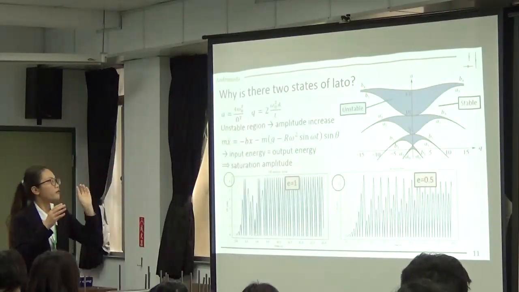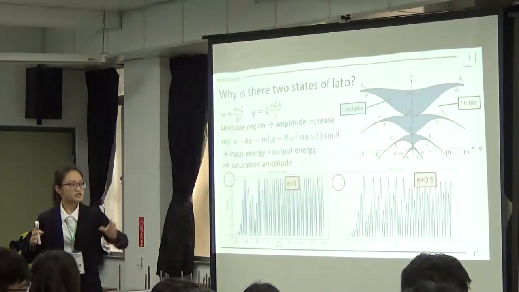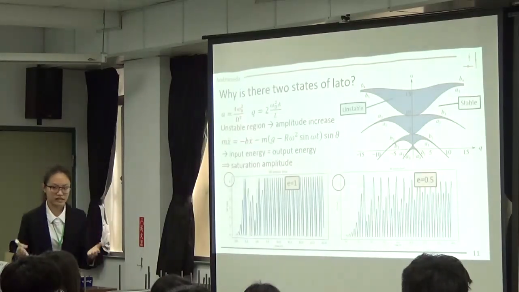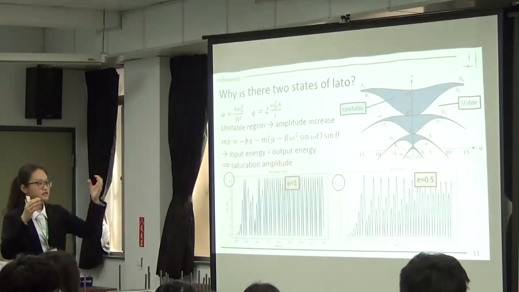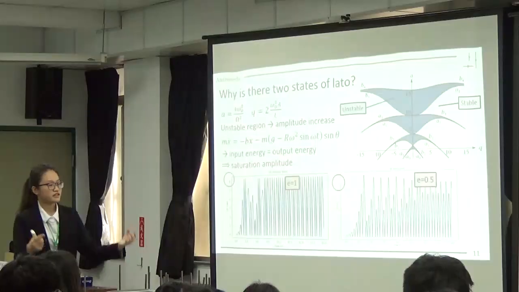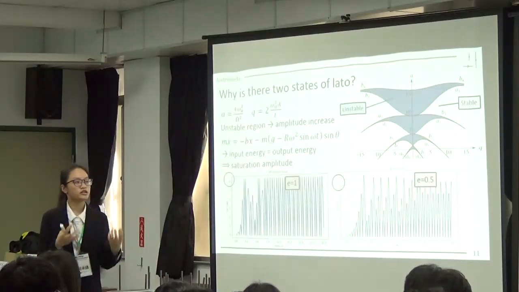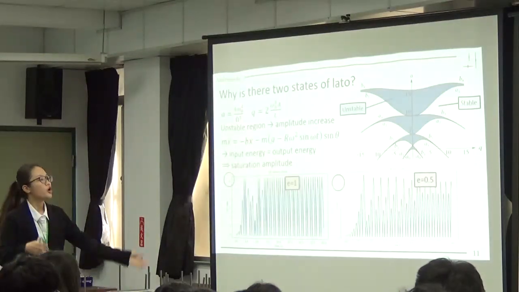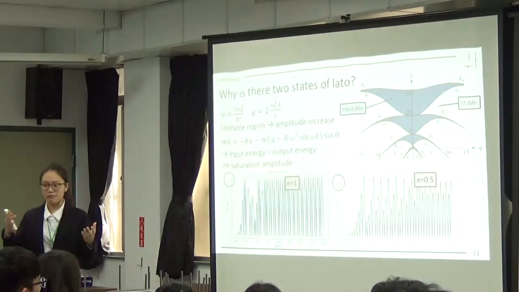So if the value of A and the value of Q is inside the blue part of this graph, then it is called an unstable state. In the unstable state, the amplitude will give the system additional energy, so the amplitude will increase. That is what happens in the unstable state. So we just figured out the first question: why will the amplitude increase?